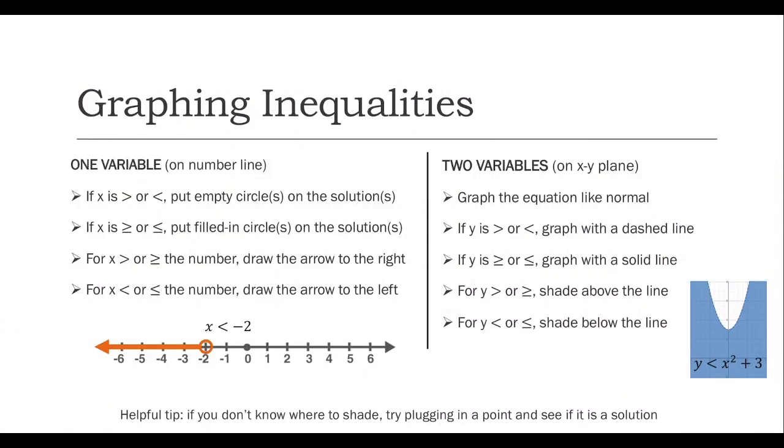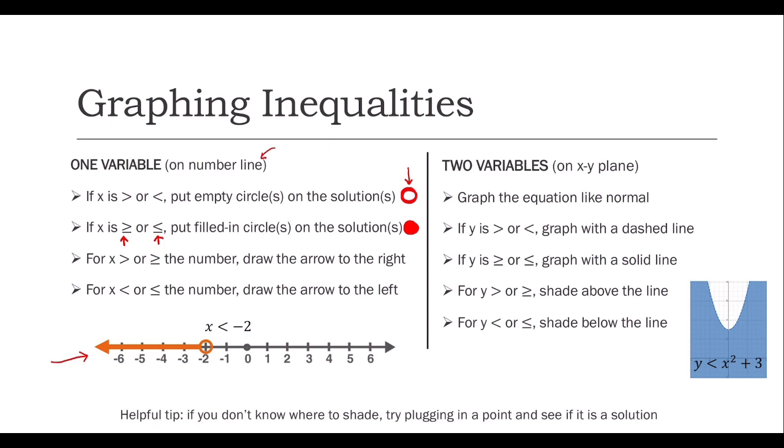Next, we'll learn about graphing inequalities. So if you have one variable, then you'll just graph it on a number line, as shown down here at the bottom. So if x is greater than or less than, you'll put an empty circle on the solution. So it'll be a circle like this because the value itself is not included. If it's greater than or equal to, or less than or equal to, you'll put a filled in circle. So it would look like this. You would fill it in because it's also equal to. So the difference is having the equal to sign on the bottom.